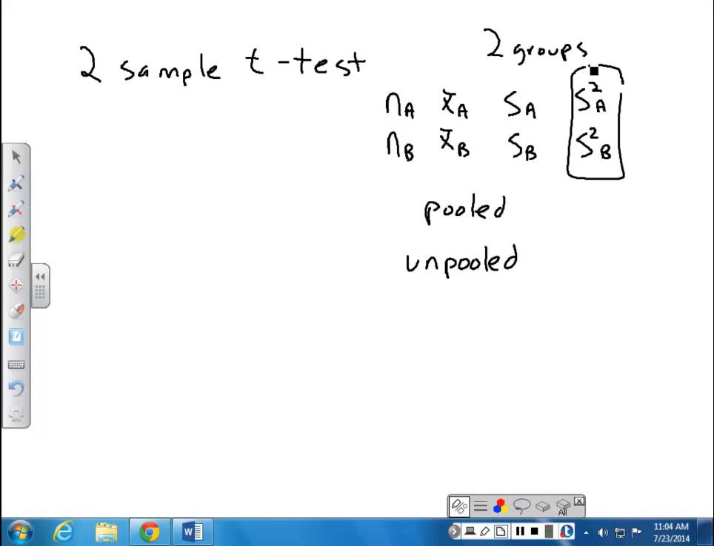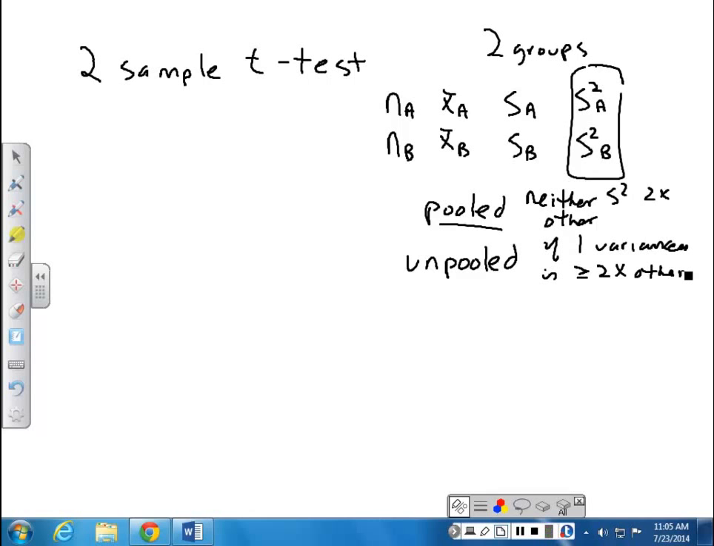If neither variance is twice the other, then we'll pool. That is, they're close enough. Neither is more than twice the other. If one of the variances, either one, is greater than or equal to 2 times the other, then we'll say they're far apart and we can't put them together.